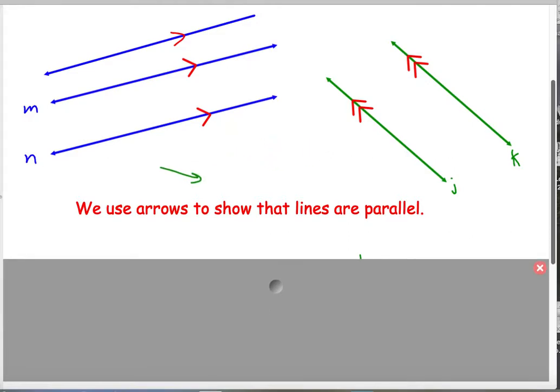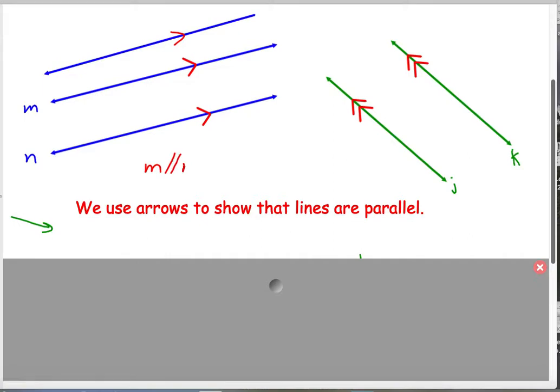Now the notation that we use to say that lines are parallel is the following. So for example, I could say that line M is parallel to line N. So we use those two diagonal slashes together, and that means parallel. Likewise, for the green lines, I could say line J is parallel to line K. So that's the notation we use to represent parallel. Those are the symbols.